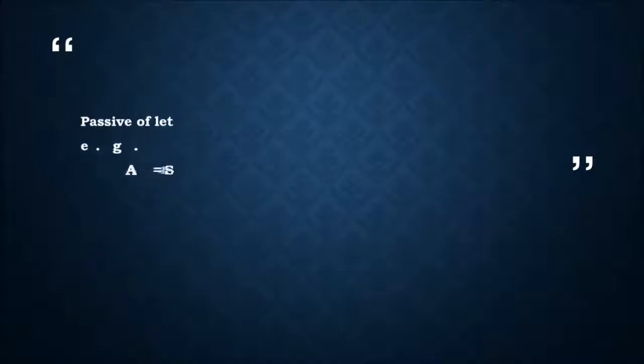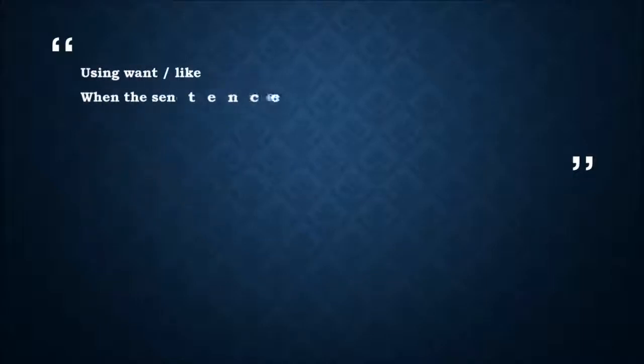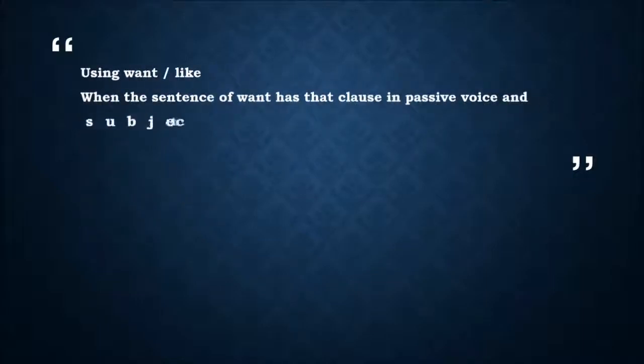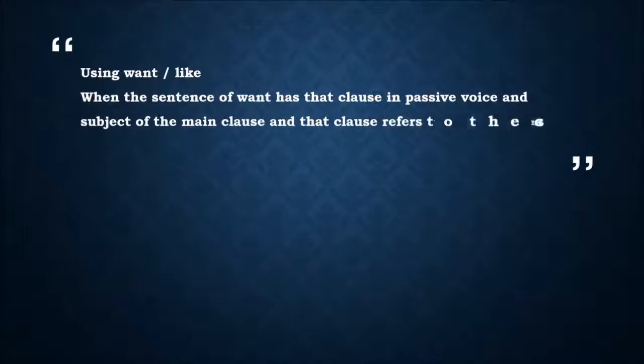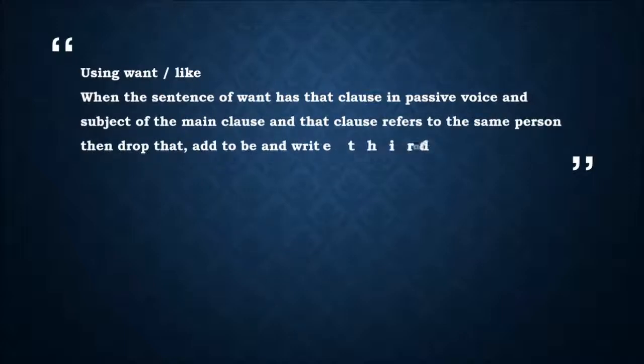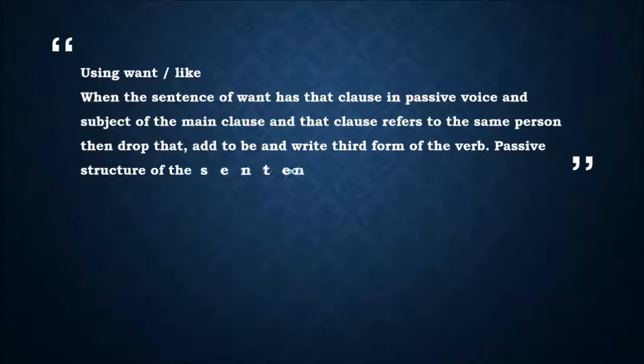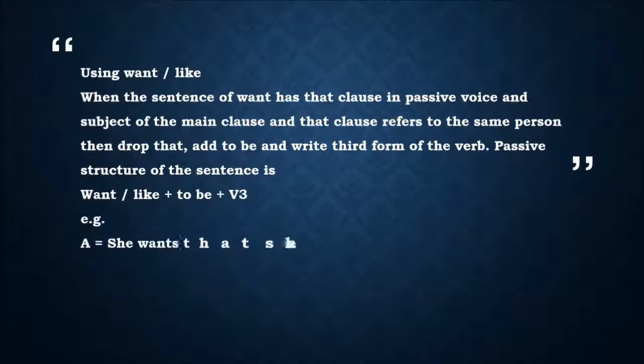Passive of let. Active: she let him go. Passive: he was let go. Using want/like: when the sentence of want has a that clause in passive voice, and the subject of the main clause and that clause refer to the same person, then drop that, add to be and write the third form of the verb. Passive structure is want/like plus to be plus V3. E.g., active: she wants that she should be admired. Passive: she wants to be admired.